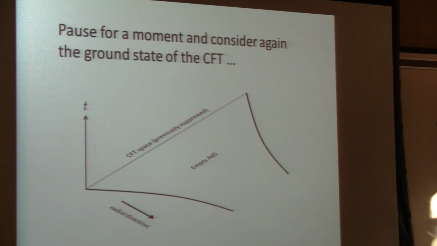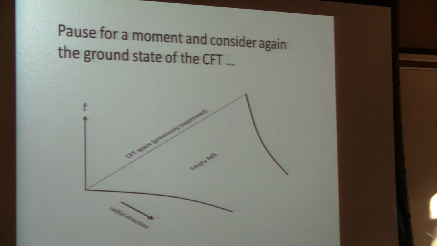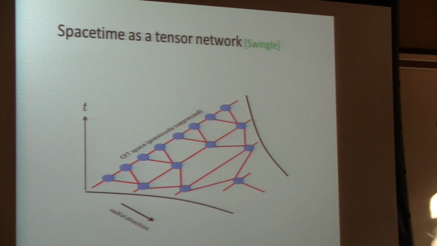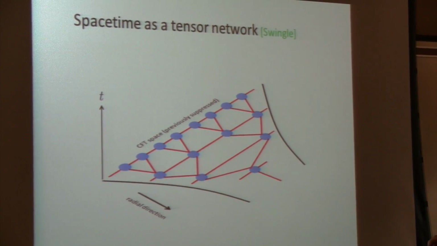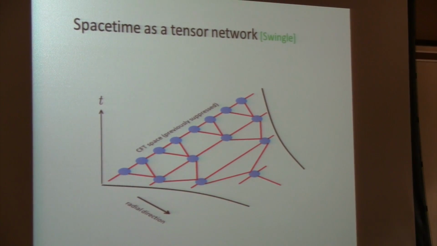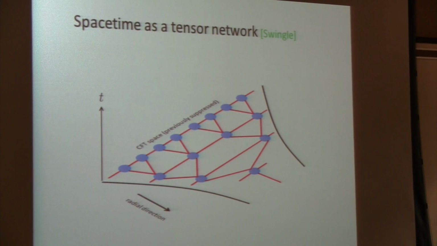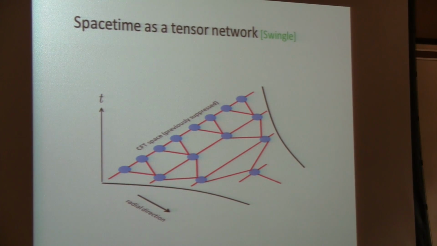And some years ago, I proposed that you could think about this space-time, or at least the space at zero time, as being associated with a tensor network, which did the job of constructing the state of the conformal field theory from a product state with no entanglement. So here's the tensor network superimposed on the geometry, and this is what you should have in the back of your mind. At least that was the proposal for how to think about the ground state of this conformal field theory in terms of the holographic geometry.